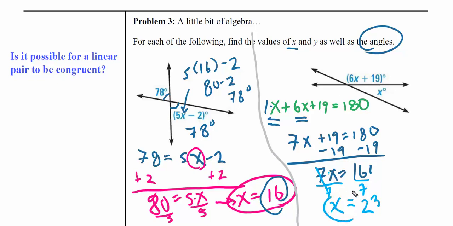Now, we found the x value. Nice. We need to find the angles. So this x value is 23 degrees. That's straight and to the point. That's just the way it is. There's no math to do.